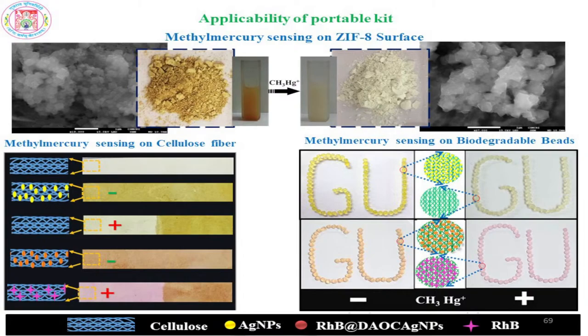In this case, when we take a paper strip coated with silver nanoparticles and add methyl mercury, its color changes like this. Likewise, for the rhodamine B protected coating, when we add methyl mercury, the fluorescent intensity changes like this. And again, this is for biodegradable beads, without rhodamine B and with rhodamine B. These are the different color changes which we are observing here.